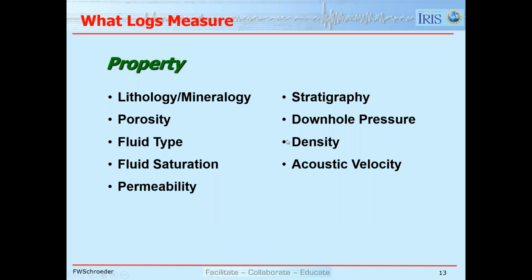The logs can measure the lithology and or mineralogy. Certain types of logs tell us the porosity of the formation. We can also interpret the fluid type and fluid saturation. We can get some information that we can use to try to estimate what the permeability of the formations are. We can get information on the stratigraphy, the rock types, the layering, where the major boundaries are, and with paleontologic information, microfossils, we can get ages. Some tools will measure pressure at different depths. We can get density, and we can get acoustic velocity.